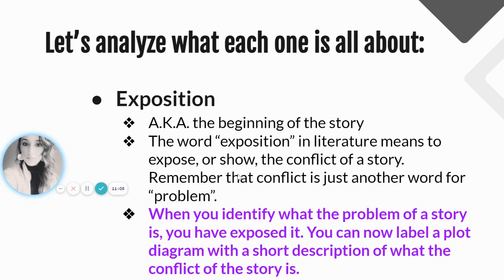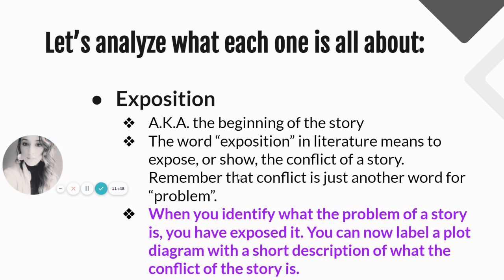Okay, so the first one we're going to look at is exposition, also known as the beginning of the story. Let me explain what it is. The word exposition in literature means to expose or show the conflict of the story. Remember that conflict is just another word for problem. This is the point of the story where the characters are introduced, and you'll also figure out what the problem in the story is. This is all part of the exposition. When you identify what the problem of a story is, you have exposed it.